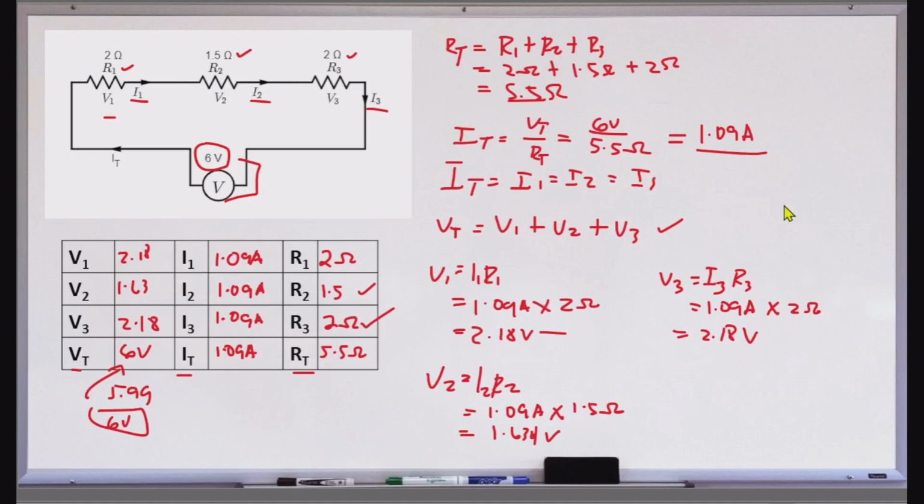Alright, so that is how you solve for the individual voltages, individual currents, and of course solving for the total resistance.